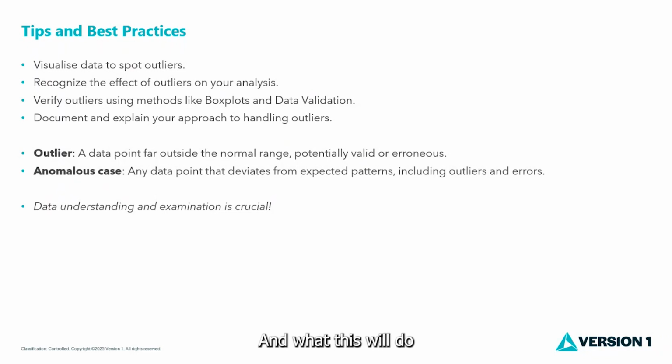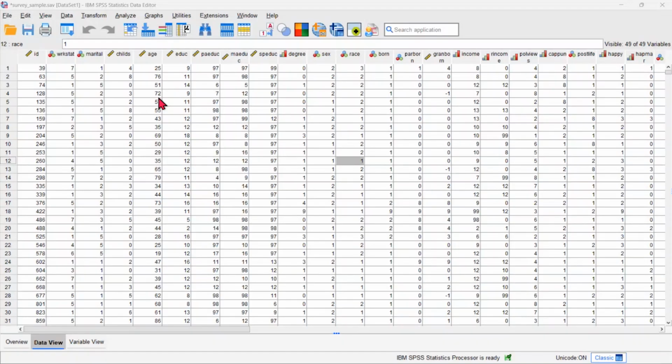And what this will do is allow you to put a number of fields in and find cases that are anomalous across a number of fields. So we'll do a future video on anomaly analysis. But overall, detecting outliers is critical, and data understanding and examination is crucial. Because outliers can have such an impact on the results, you want to make sure that you spot them early, before you encounter problems later on.